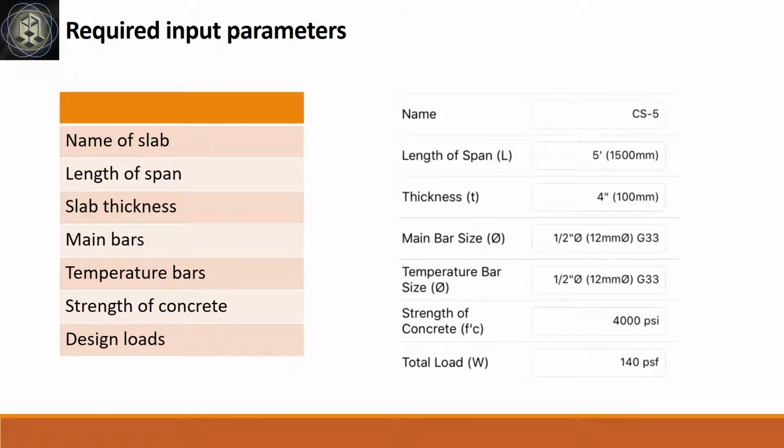Name of slab CS5. Length of span 1500 mm or 5 feet. Slab thickness 100 mm or 4 inches. Main and temperature bars 12 mm or half inch diameter bar grade 33. Strength of concrete 4000 psi and total load of 140 psf.